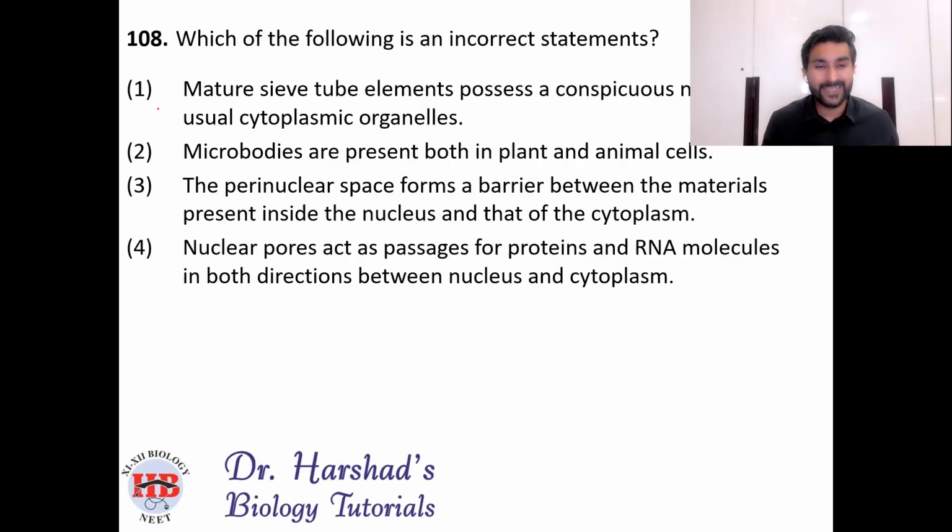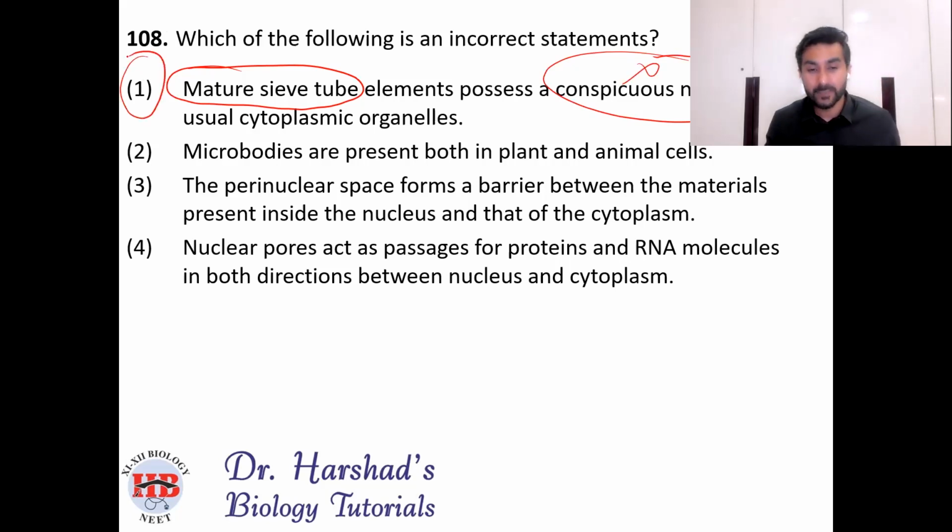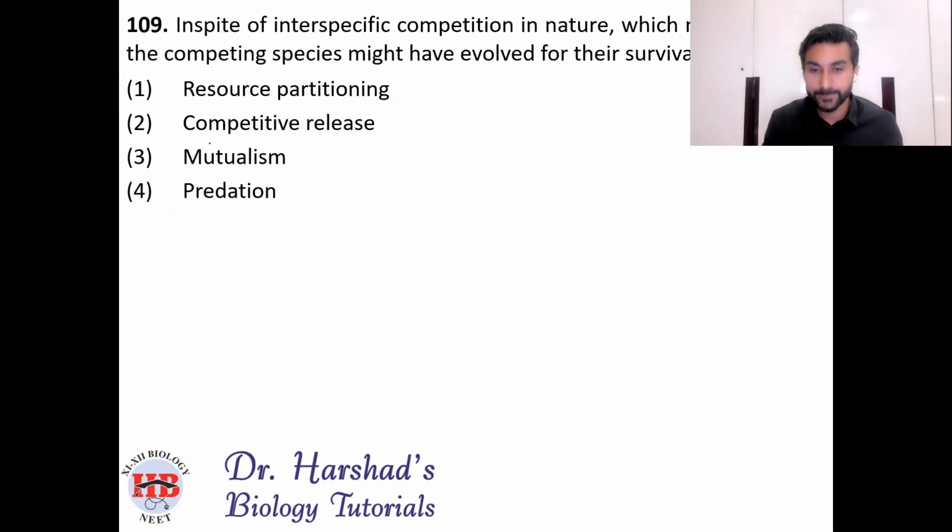The next question, which of the following is an incorrect statement? Now, the first statement says mature sieve tube elements possess a conspicuous nucleus. This very first statement itself is wrong, because if you remember, mature RBCs and mature sieve tube elements are enucleated. That means they lack a nucleus. So this is an incorrect statement. So that would be our answer. The remaining statements are given in your NCERT, and they are pretty straightforward. I would not read the other statements because the first statement itself is a very straightforward false statement.